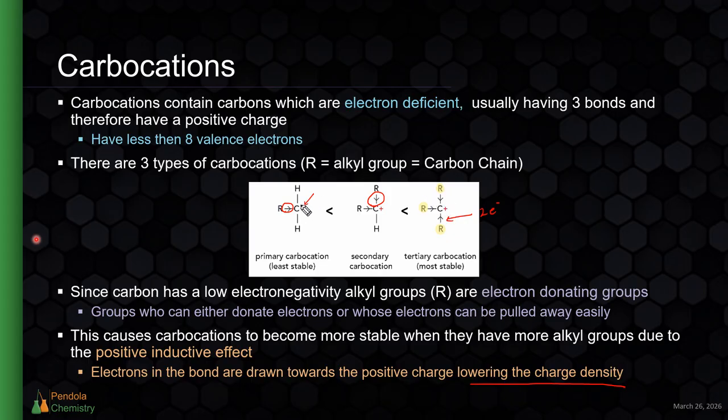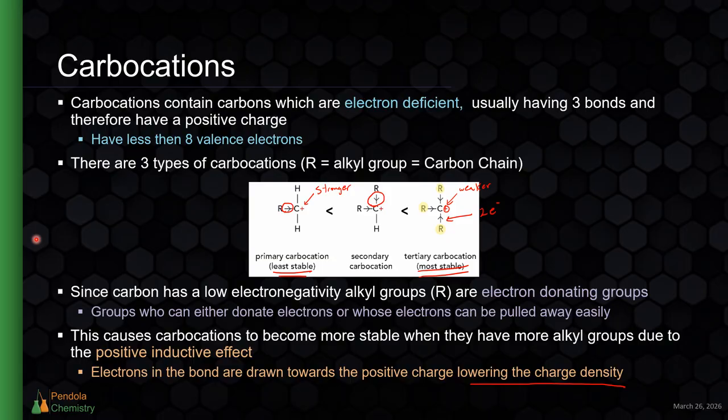So this positive charge in this primary carbocation is stronger than this positive charge, which is weaker. And it being weaker is actually a good thing, because it makes it less likely to react, and so it makes it more stable. Whereas when you have a stronger positive charge in a carbocation, it makes it less stable, because it's going to attract anything that is attracted to positive charges.